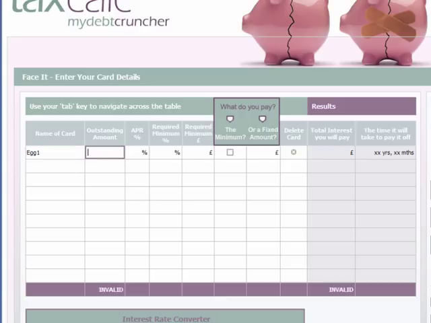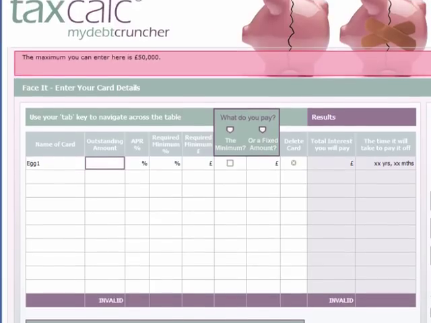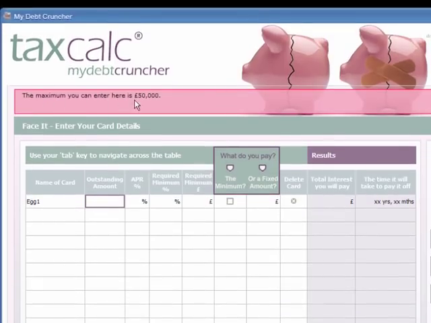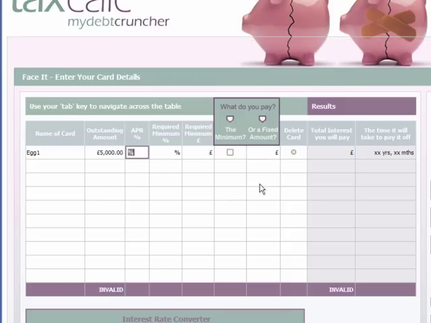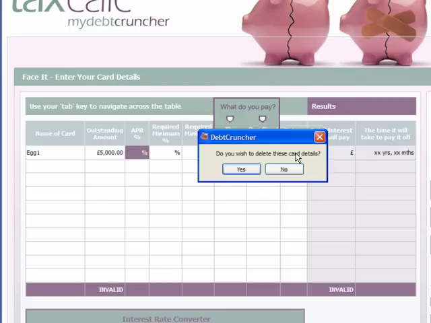If we identify that you've made a mistake, then we'll highlight the area where the error is and show you the appropriate error message in a red box at the top of the screen, just like this one. You'll need to either make an amendment to what you've entered or delete the card by clicking on the cross here and starting again.